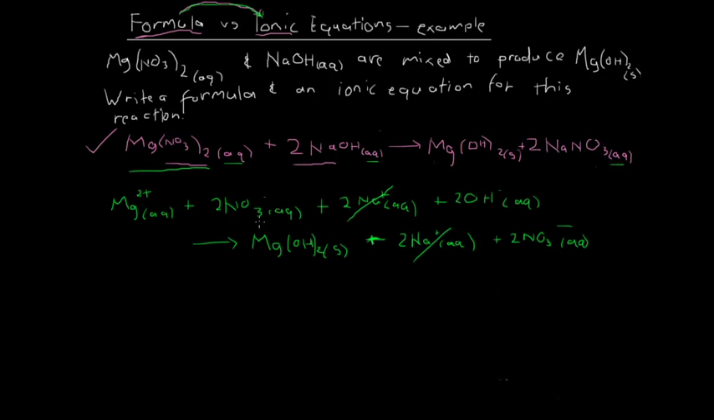The same thing with the nitrate ions. We have two nitrate ions in solution here and two nitrate ions in solution here, so they're spectator ions as well. We can cancel those. We rewrite this as a magnesium ion in solution and two hydroxide ions also in solution, now producing solid magnesium hydroxide. And that is our completed ionic equation.